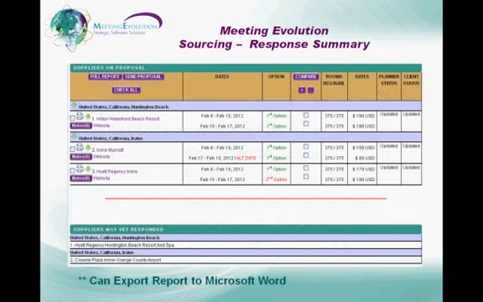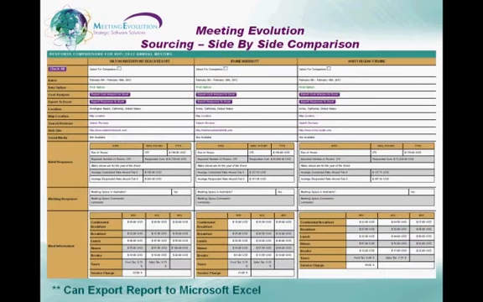Here's an example of a response summary. You can see the properties that have responded by date, if they're providing a first option, a second option, or an alternate date. This report can be exported to Microsoft Word. Here's a side-by-side report. This is a pretty detailed view of the property's response. The ability to export this report to Excel does exist.